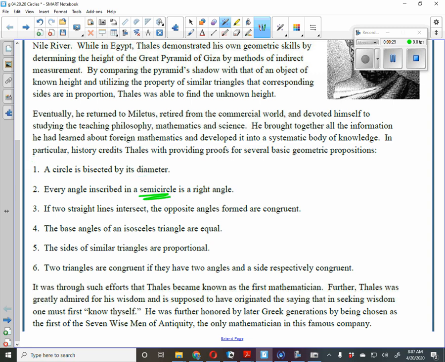Now, what that just said is if I have a circle and I have a diameter, and we know that that diameter cuts it in half, then every angle like this is going to be a right angle. It doesn't matter where that is. Okay? If two straight lines intersect, the opposite angles formed are congruent. We know that, right? Those are vertical angles.